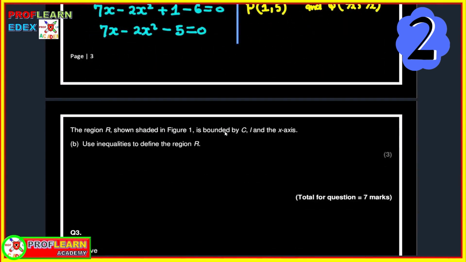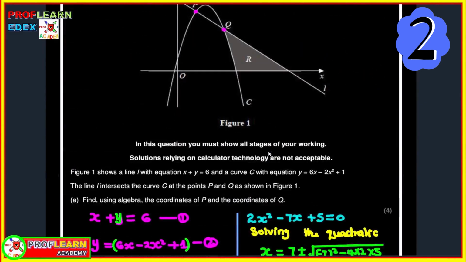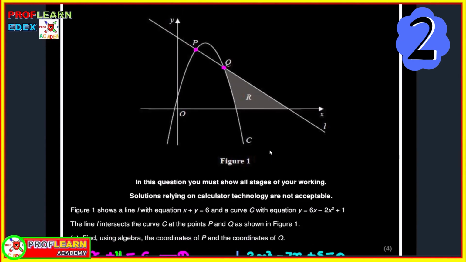The next question is: use inequalities to define the region R. We know the region R, right? We saw it. Here is the region R. You can see the region R is below the straight line, but it's outside or above the quadratic curve. Also, it's above the x-axis, right? So let us try to identify those inequalities. This is the region that we need to identify.